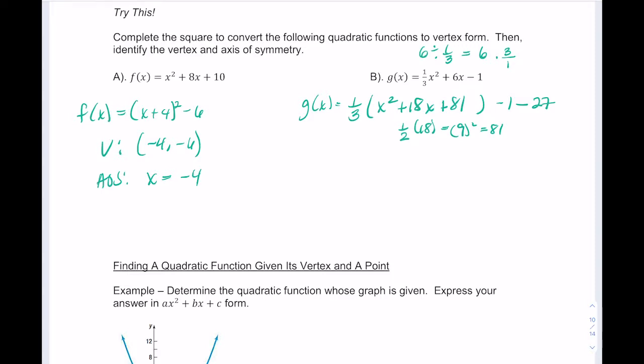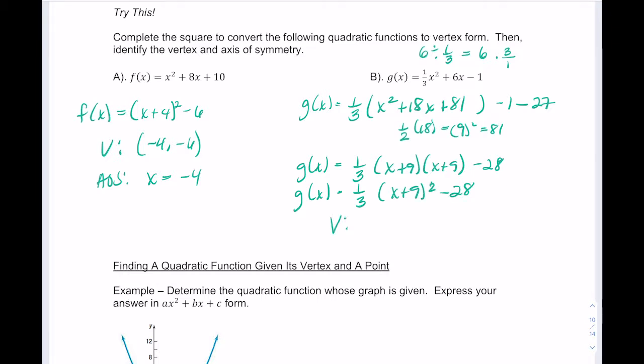So now I've got g of x equals 1/3 times two numbers that multiply to give me 81, but add up to 18, which are 9 and 9. And -1 minus 27 is -28. So now to clean this up, an easy way of writing x plus 9 times x plus 9 is x plus 9 squared.